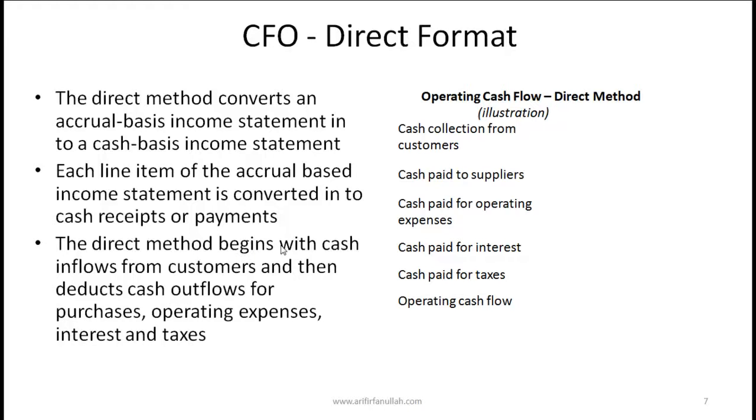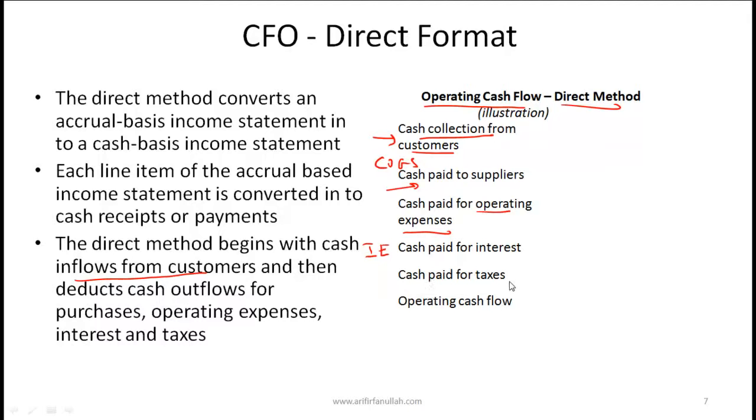The direct method begins with cash inflows from customers. So notice that the top line for the operating cash flow direct method is the cash collected from customers, and then the approximate equivalent in the income statement you would have cost of goods sold. The equivalent is cash paid to suppliers, and then all the cash paid for your operating expenses, the cash paid for interest. This would be interest expense in your income statement. Here it's called cash paid for interest.